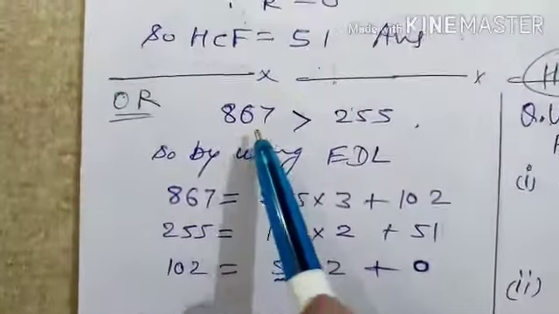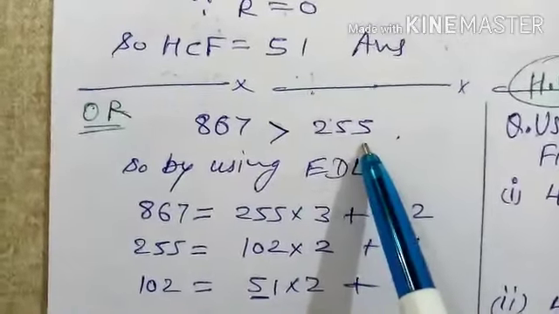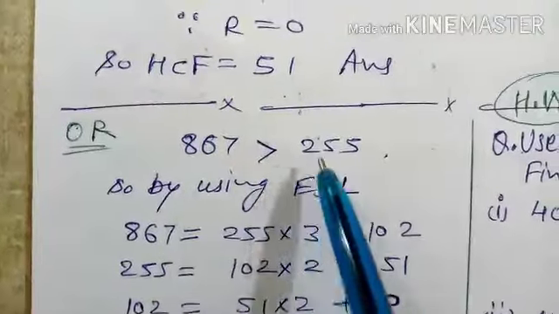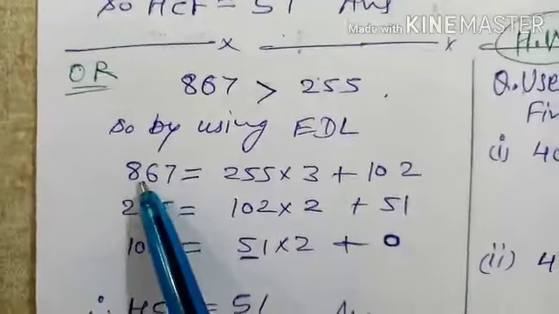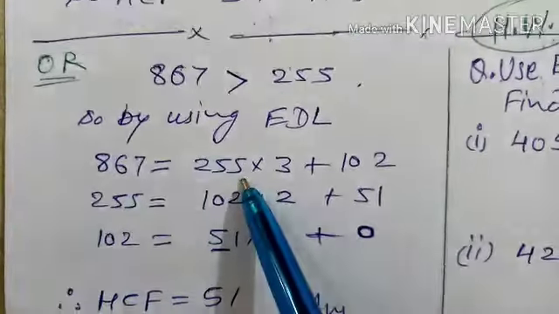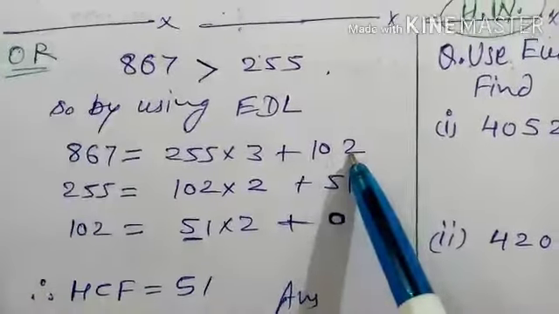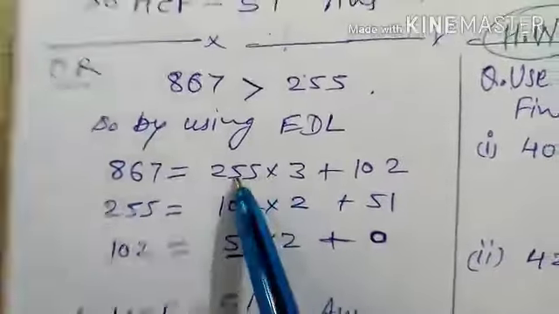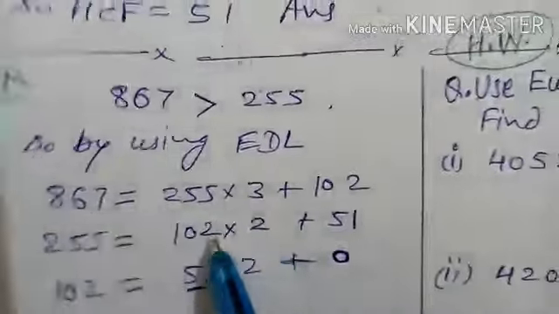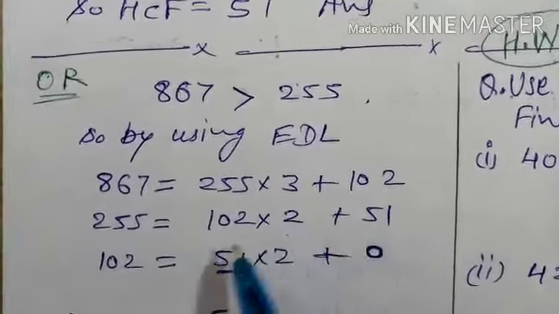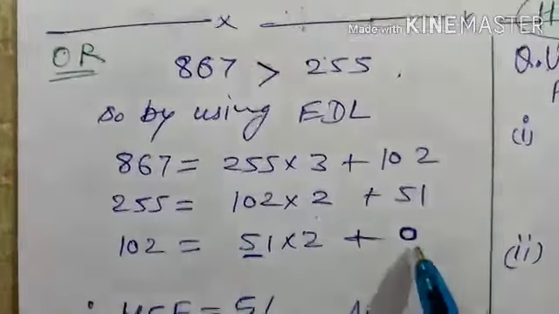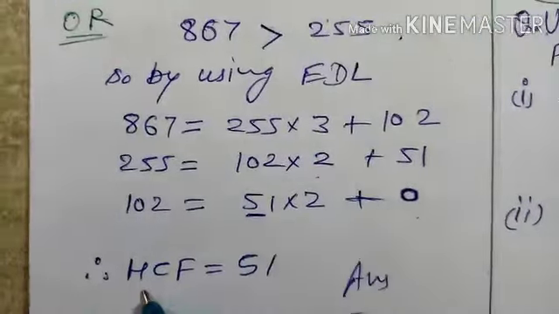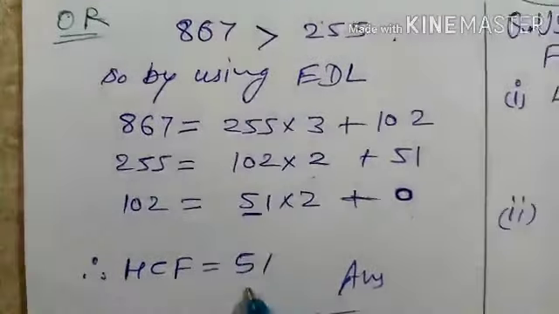Or you can write this question like this. This is 867 and this is 255. Since 867 is greater than 255, by using EDL you write 867 is equal to 255 into 3 plus 102. Again using EDL, 255 is equal to 102 into 2 plus 51. Again 102 is equal to 51 into 2 plus 0. Since the remainder is 0, our last divisor 51 is the SCF.